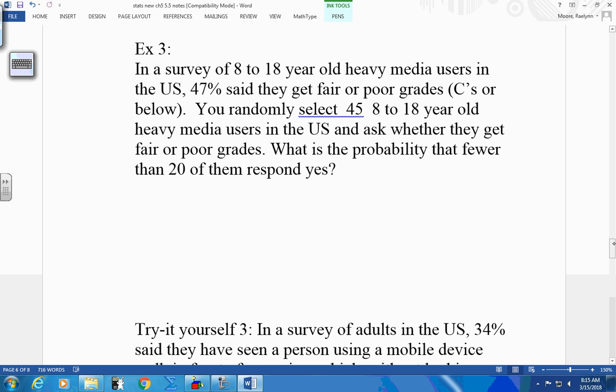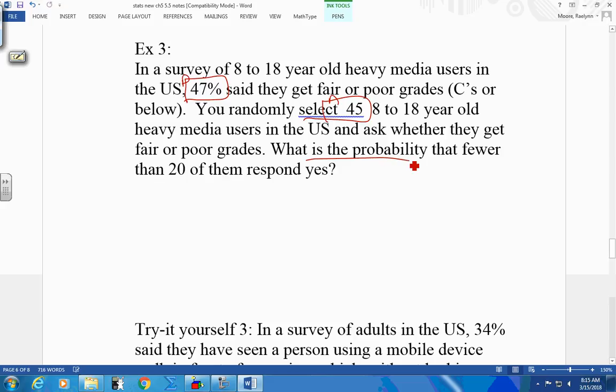So let's walk through one. In a survey of 8 to 18-year-old heavy media users, it kind of was like the one before this, 47% said they get fair or poor grades. You randomly select 45, this is your N, and this is your P. We did this one before just to test it. And you ask whether or not they got poor grades. So what is the probability?